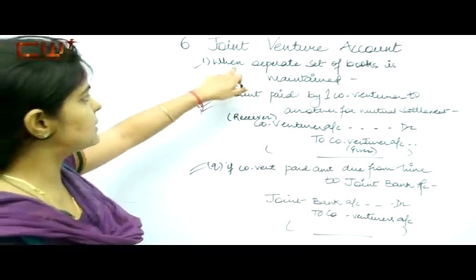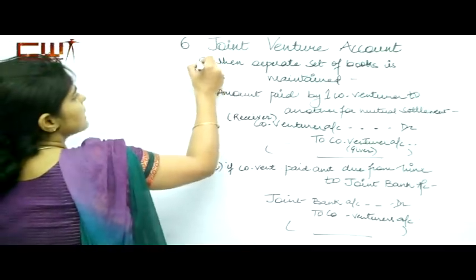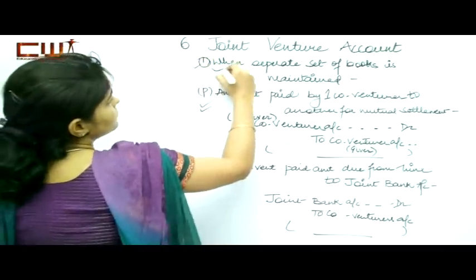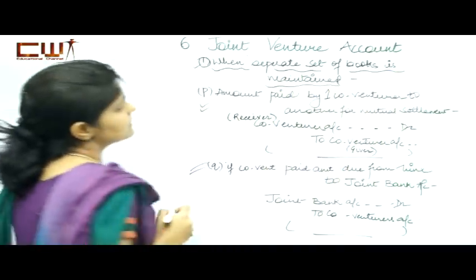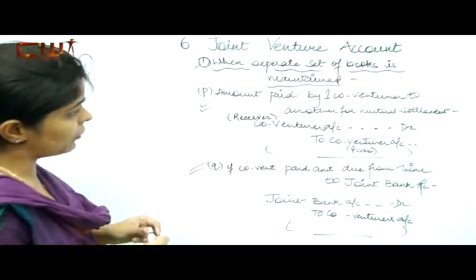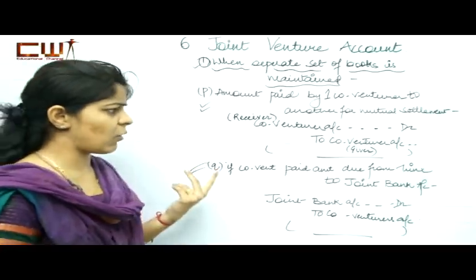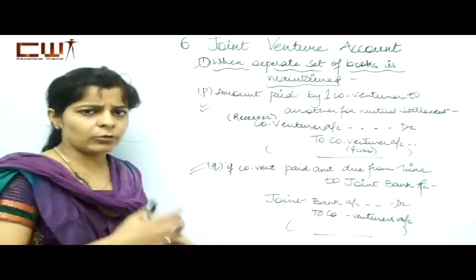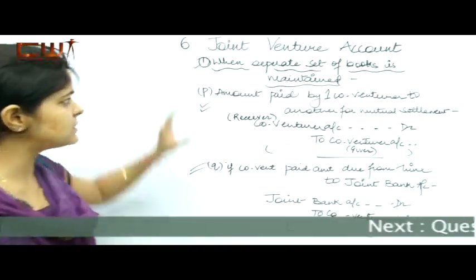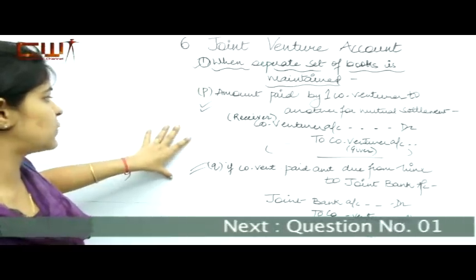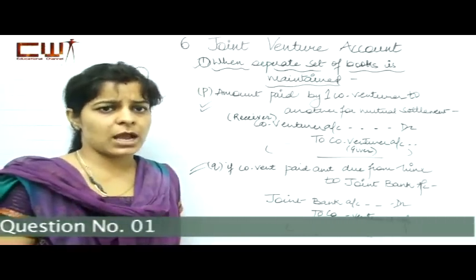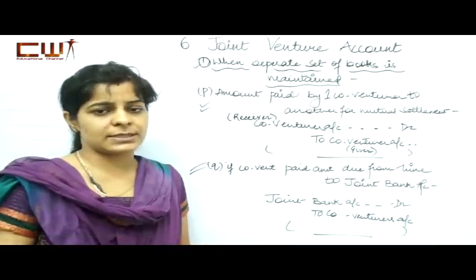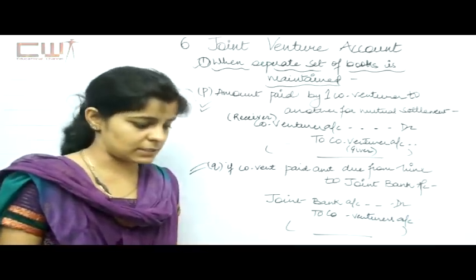These were certain entries under the head when a separate set of books is maintained. We will also deal with when a separate set of books is not maintained. They are all more or less the same. There could be some differences, and we will deal with the differences. These are the probable 12 to 15 entries used in the questions that we will be solving in the next class.